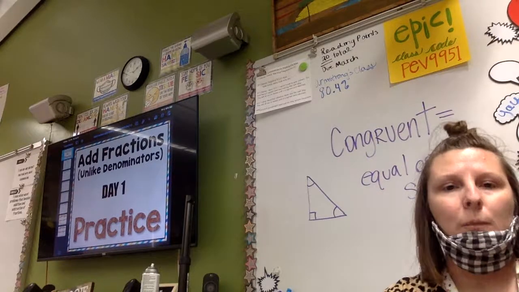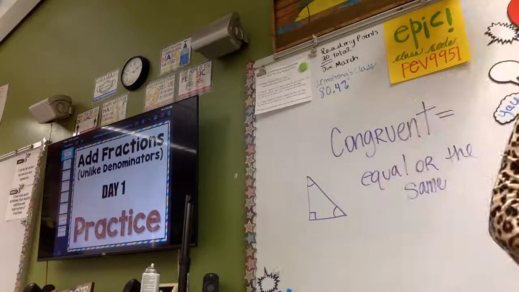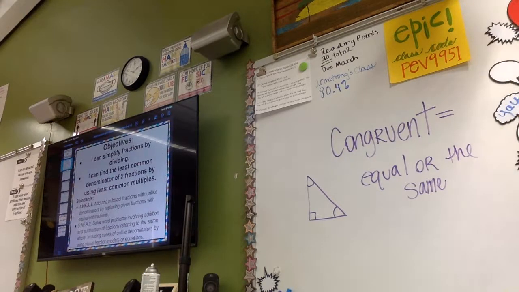All right, so adding fractions with unlike denominators. Here is our objective for today. By the end of the class, you're going to be able to simplify fractions by dividing, and you're going to be able to find the least common denominator of two fractions by using least common multiples.